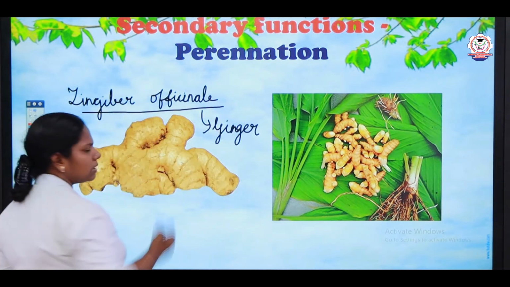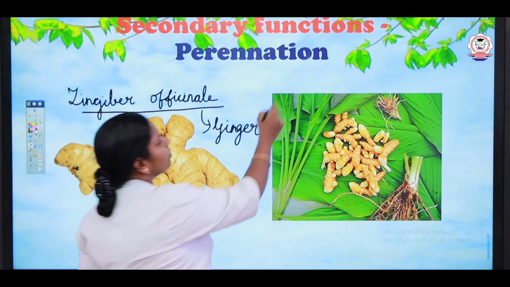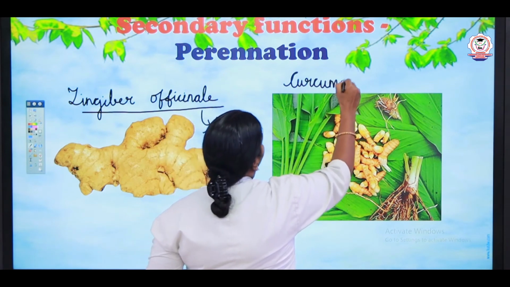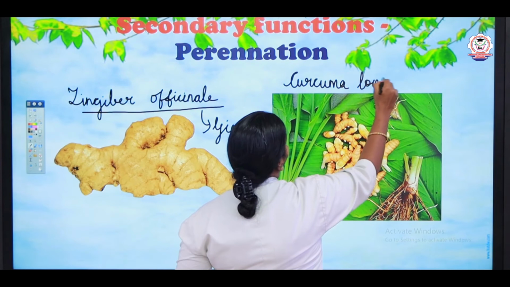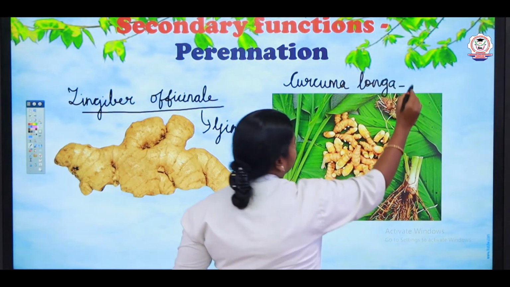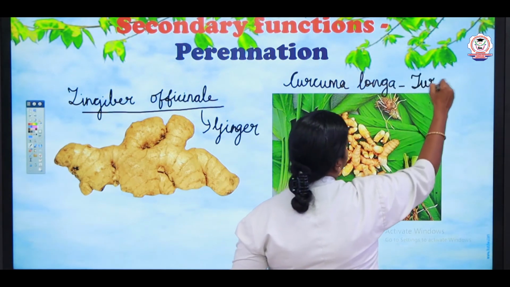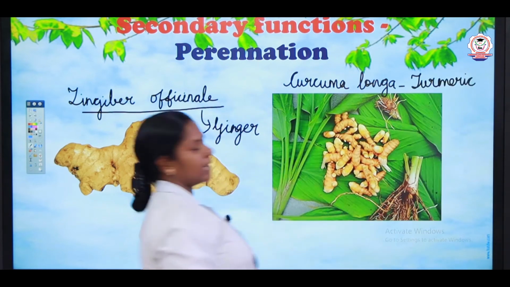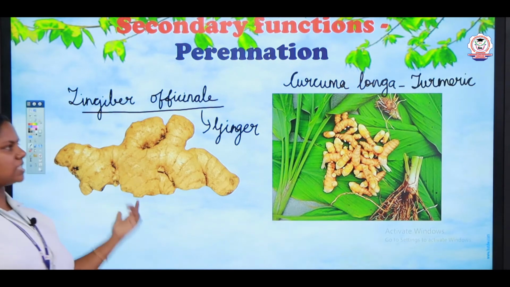And another example for perenation is Curcuma longa. What is the common name for Curcuma longa? Turmeric. Right? Manjal we say. Turmeric. It is an example for perenation. What are the two examples? Ginger and turmeric.